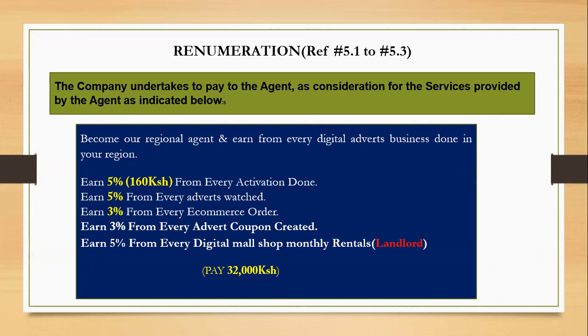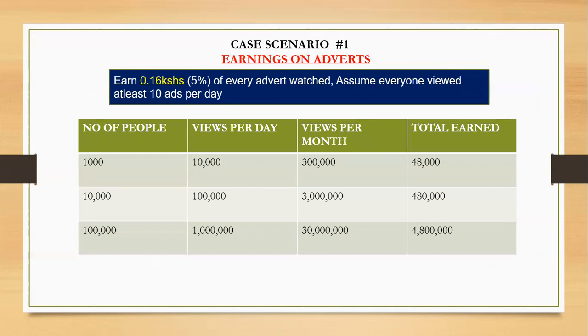But then, how do you get started? How do you book in? How do you become a regional agent? You just need to pay 32,000 Kenya shillings and then fill some forms. And when we approve you, you will be considered our official regional agent in the given area of operation. Okay, so let's look at the earnings projections.